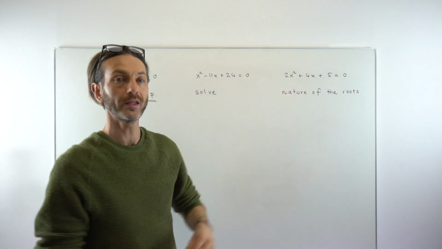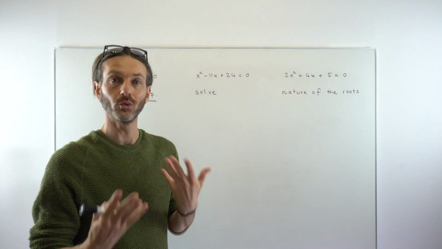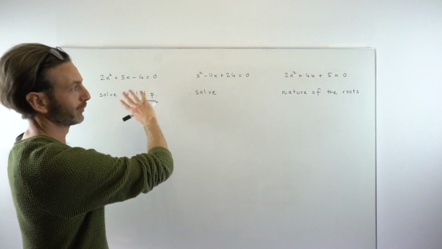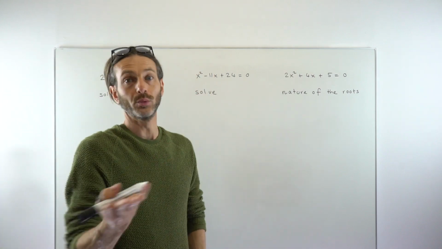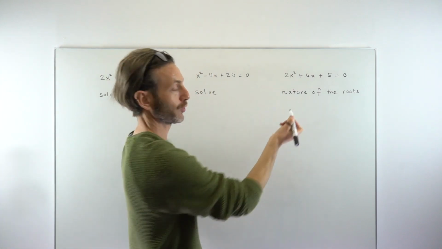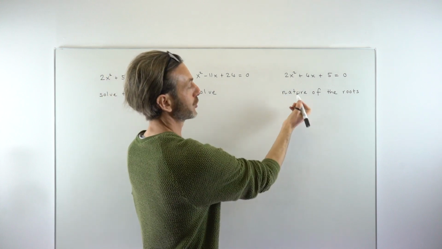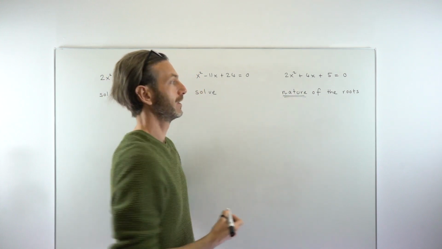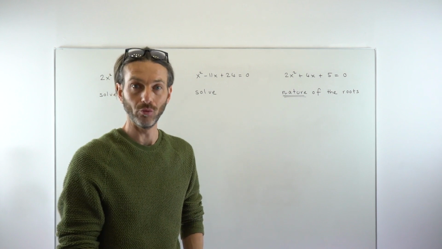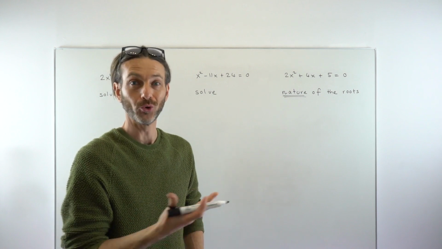The third one's not asking you to solve the equation, but a lot of students will solve it, or do something more aligned with solving than with actually answering the question, which would be to determine the nature of the roots. The nature of the roots, remember, means how many roots are there? 2 real roots, 1 real root, or no real roots.